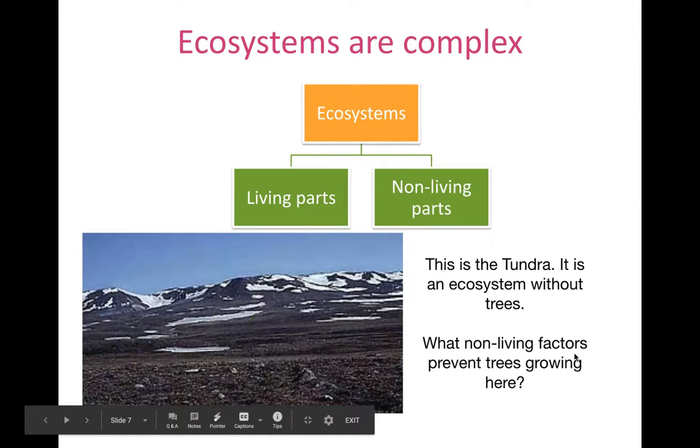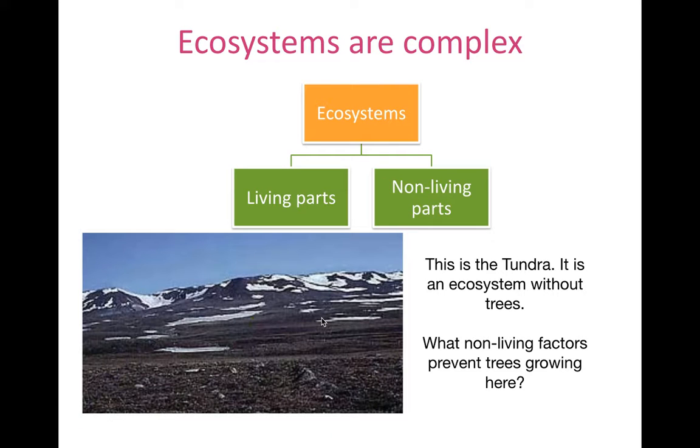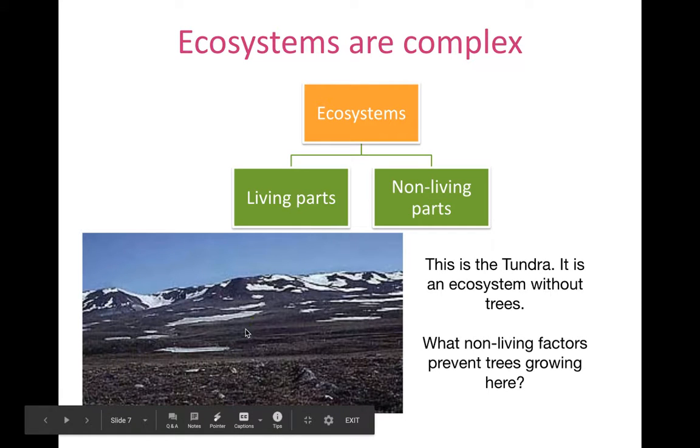What non-living factors do you reckon are preventing these trees from growing here? Think about that. What non-living factors prevent the trees from growing here? Pause the video and think about that. The answers would be the very low temperatures, that would be one. Another one would be exposure. The trees are far too exposed to very harsh winds and very low temperatures. Also, the lack of soil would be important here. The very shallow soil would prevent them from growing.